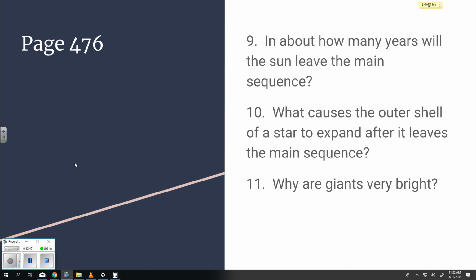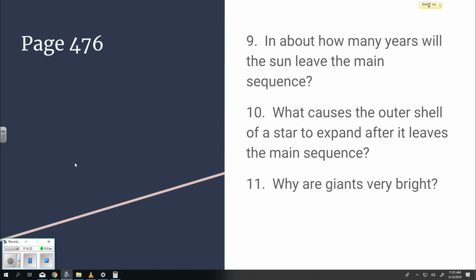Question 10. What causes the outer shell of a star to expand after it leaves the main sequence? Answer. Radiation from hydrogen fusion causes the outer shell to expand.